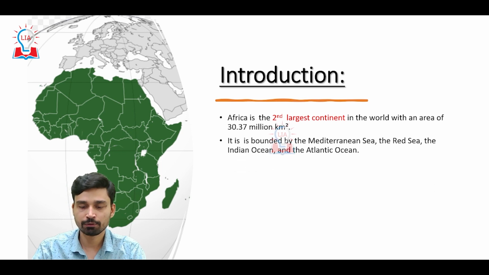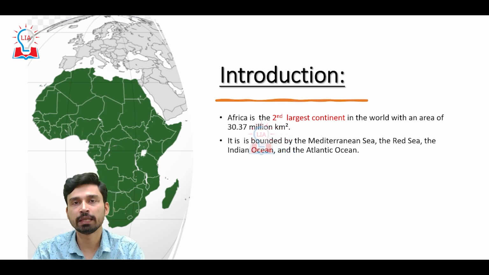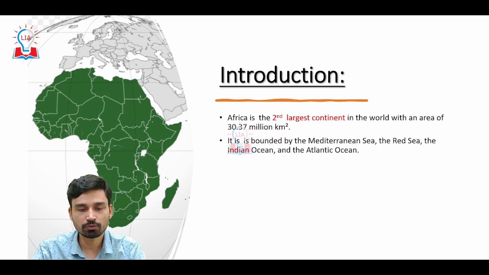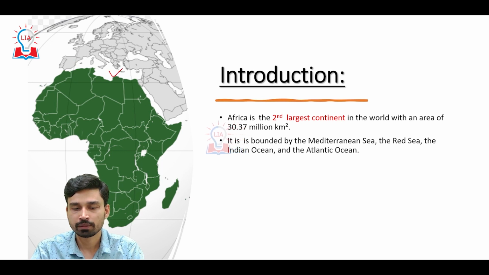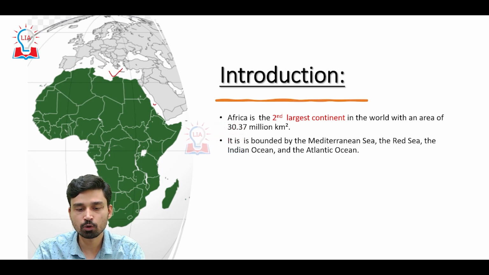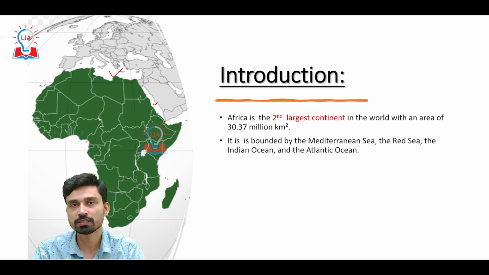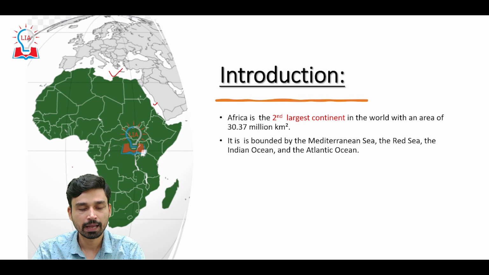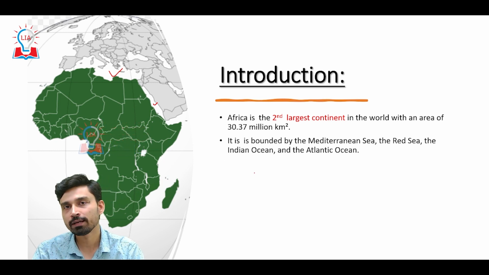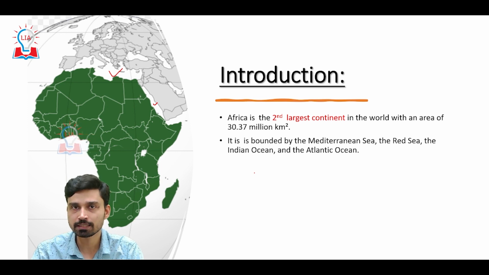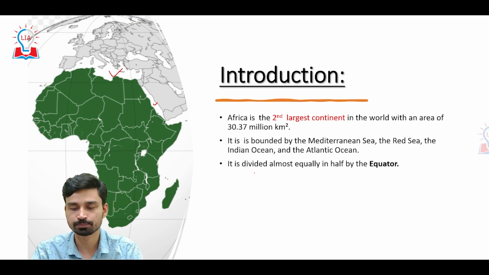Apart from that, if we talk about the overall neighborhood of Africa, in the north it is bound by the Mediterranean Sea, then on the eastern side it is bound by the Red Sea, on the southern and southeastern side it is bound by the Indian Ocean, and then on the western side it is bound by the Atlantic Ocean. So Africa is surrounded by 4 major water bodies: the Mediterranean Sea in the north, the Red Sea in the northeast, the Indian Ocean in the south and east, and on the western coast we have the Atlantic Ocean.